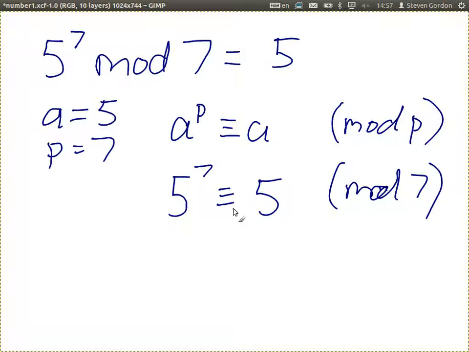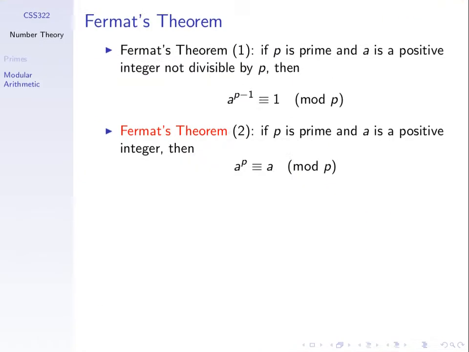This becomes useful again when we deal with large numbers. A large number, hundreds of digits long, to the power of another large number, is very hard to calculate and then take the modulus, unless it's matching this structure, in which case we can immediately get the answer. So that's just an example of how we can apply Fermat's theorem. It has two formats and it depends upon which one's more convenient to use. They both hold.